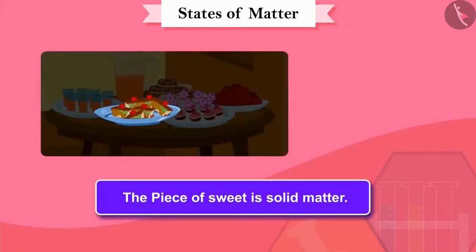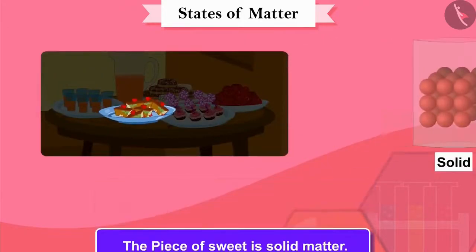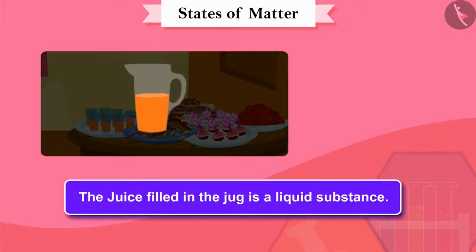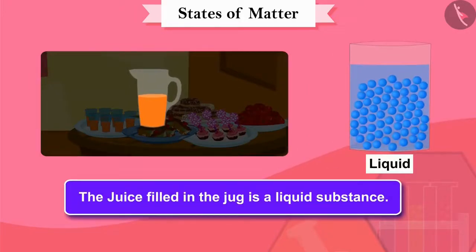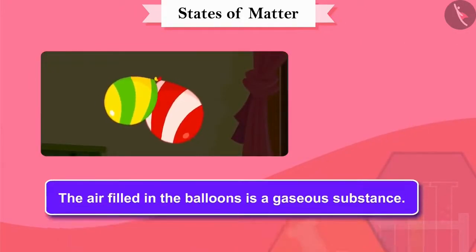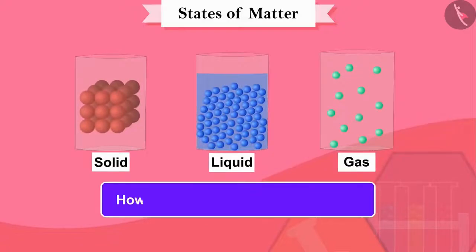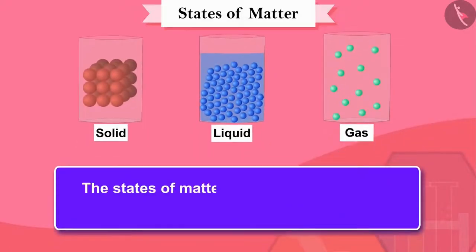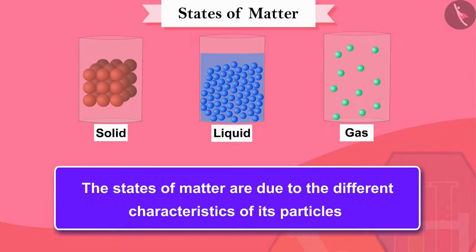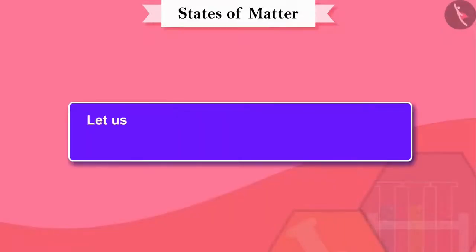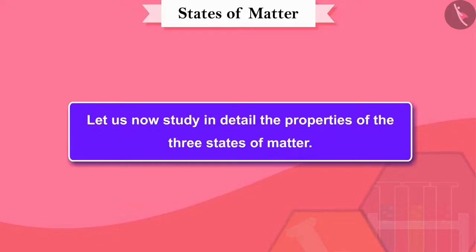The piece of sweet is solid matter. The juice filled in the jug is a liquid substance, and the air filled in the balloons is a gaseous substance. Now you may be thinking that how can we find the states of matter? The states of matter are due to the different characteristics of its particles. Let us now study in detail the properties of the three states of matter.